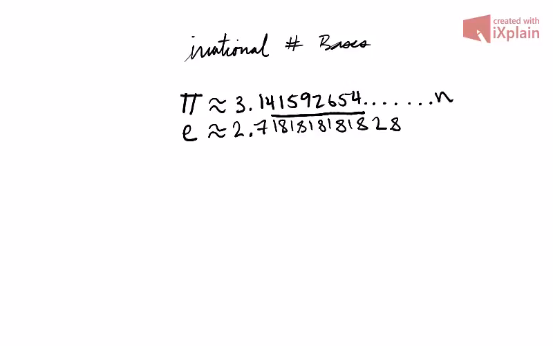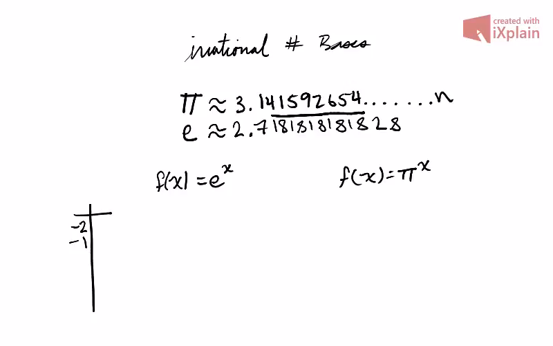What's really weird is these bases can sometimes appear in exponential functions. So what if I had a function f(x) equal to e to the x? Or, more succinctly, what if I have a function f(x) equal to pi to the x power? Well, essentially, we can do a table of values. We'll do -2, -1, 0, 1, and 2. And we've got x, and we've got f(x) equals e to the x power.